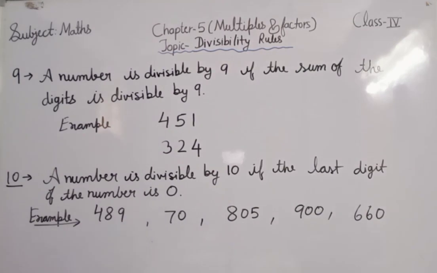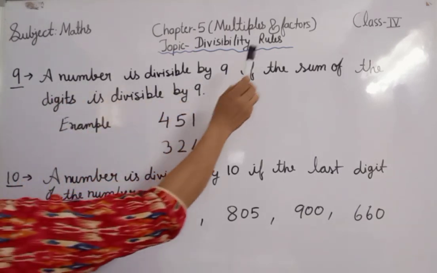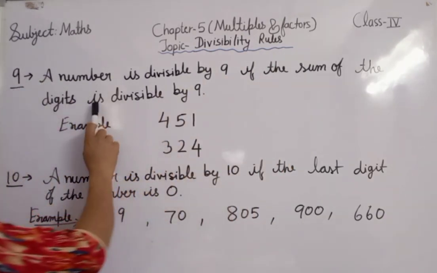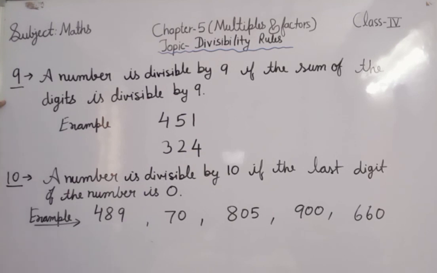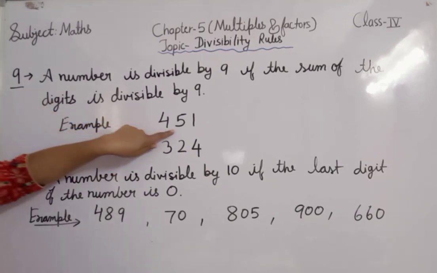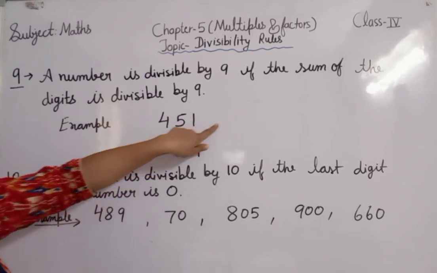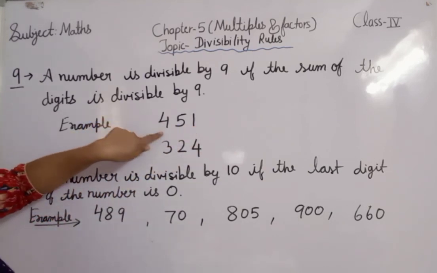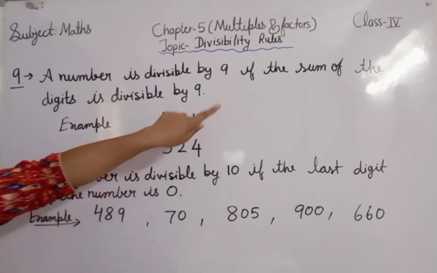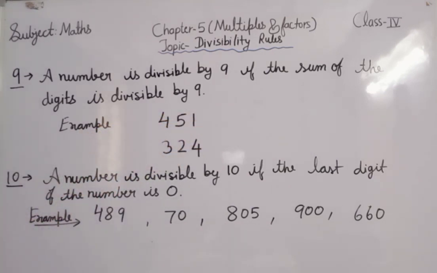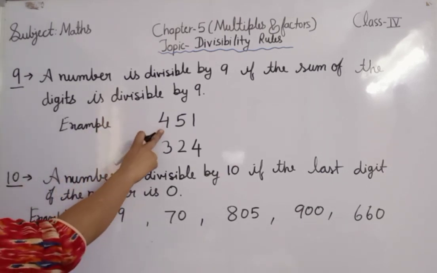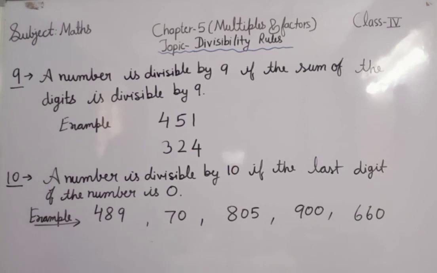Next is the divisibility rule for 9 and 10. These are the last two rules we will learn in this class. So, 9 and 10. What is the divisibility rule of 9? A number is divisible by 9 if the sum of its digits is divisible by 9. Like in 3, if the sum of the digits is divisible by 3, then the number is divisible by 3. In the same manner, if the sum of the digits is divisible by 9, then the number is divisible by 9. Let's do an example: 451.